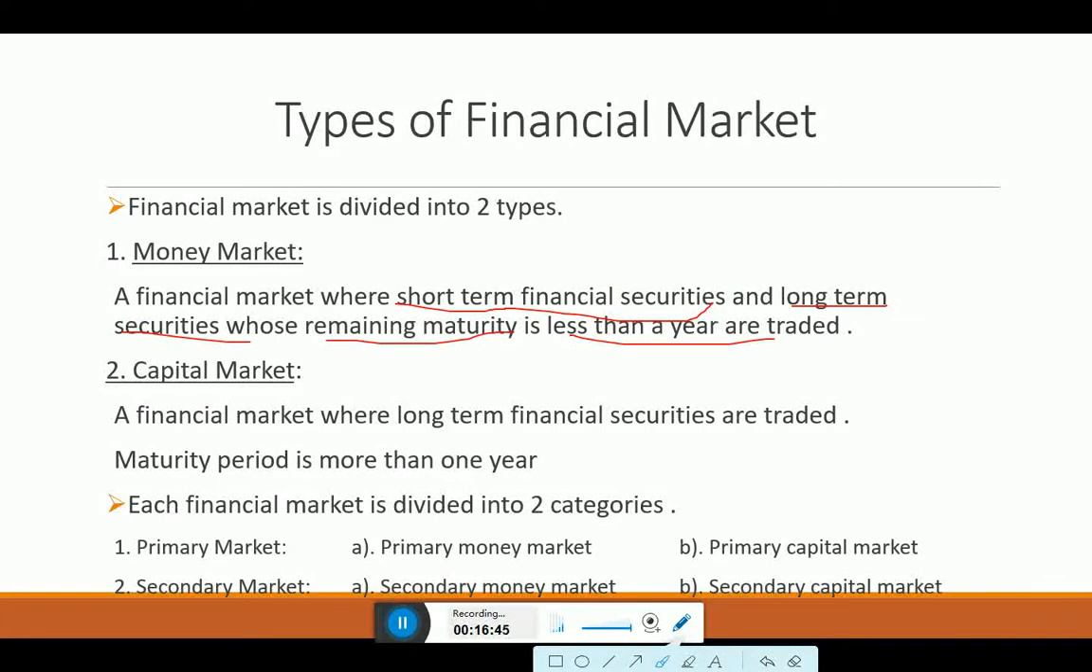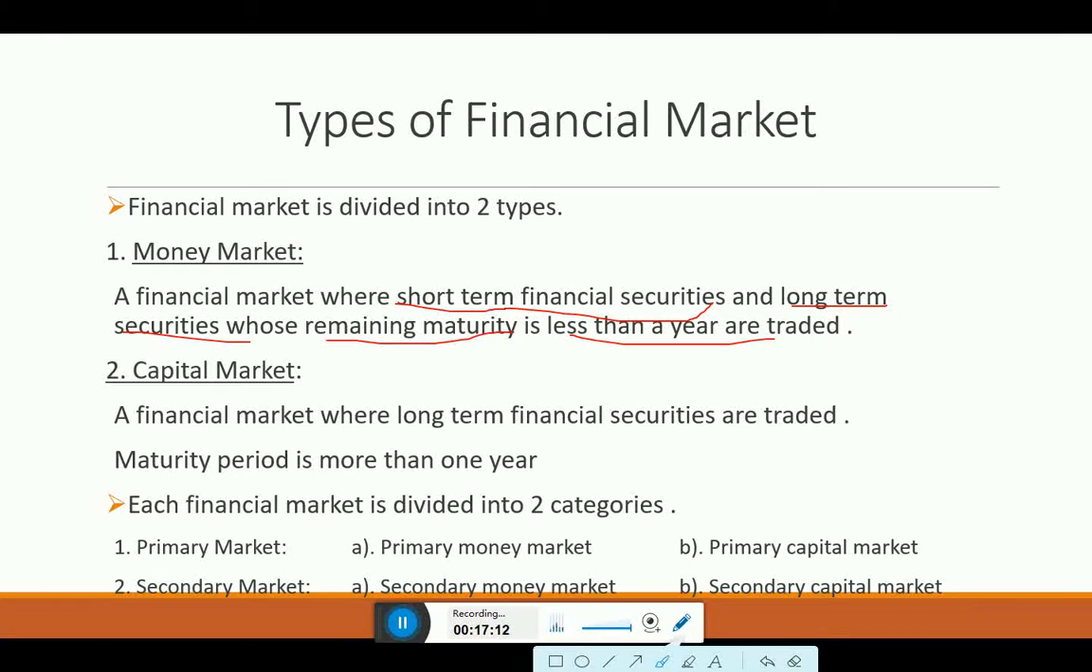If that second buyer also is in need of money after some time, he can again sell this security to someone else who is willing to buy this financial security. Maybe this security is sold for more than 10,000, or maybe for less than 9,500. It depends on the market price, on the demand for that financial security on the market, right?